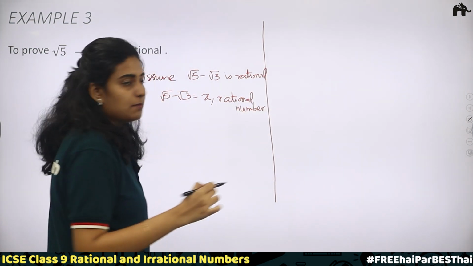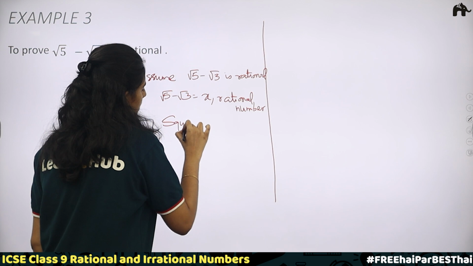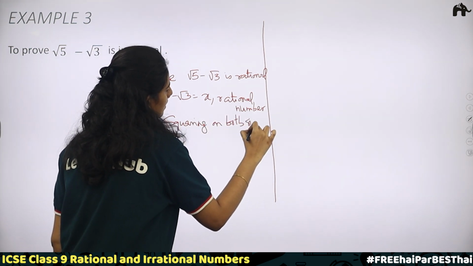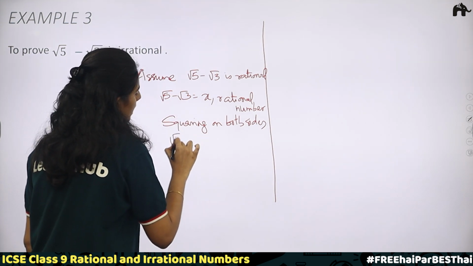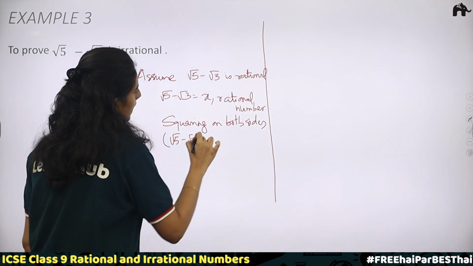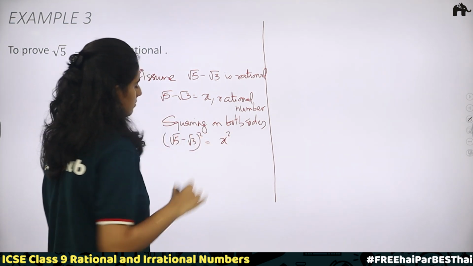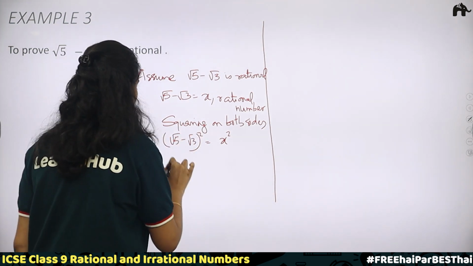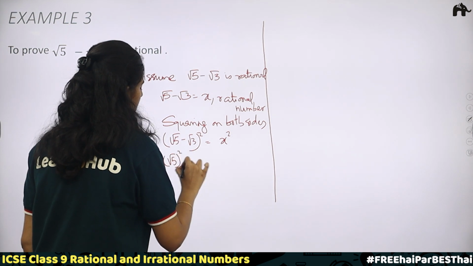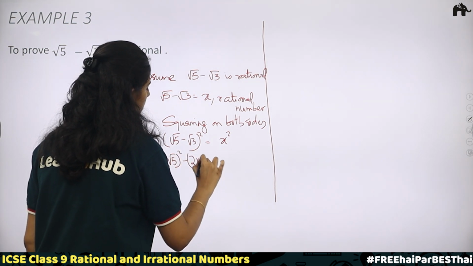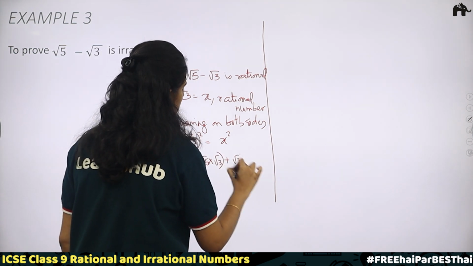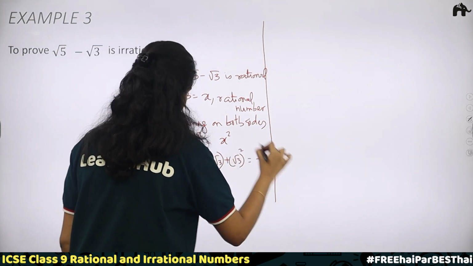Okay. Next step is squaring. Squaring on both sides. What do we get? Root 5 minus root 3 whole square is equal to x square. Okay, root 5 minus root 3 whole square, a minus b whole square equals a square minus 2 into a into b plus b square, is equal to x square.